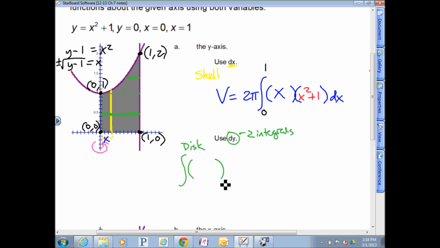So let's set up our template. And the second integral, is there a gap between this point and the axis we revolve it around? Yes, there is. So the second one is going to be a washer. So let's set up that template.